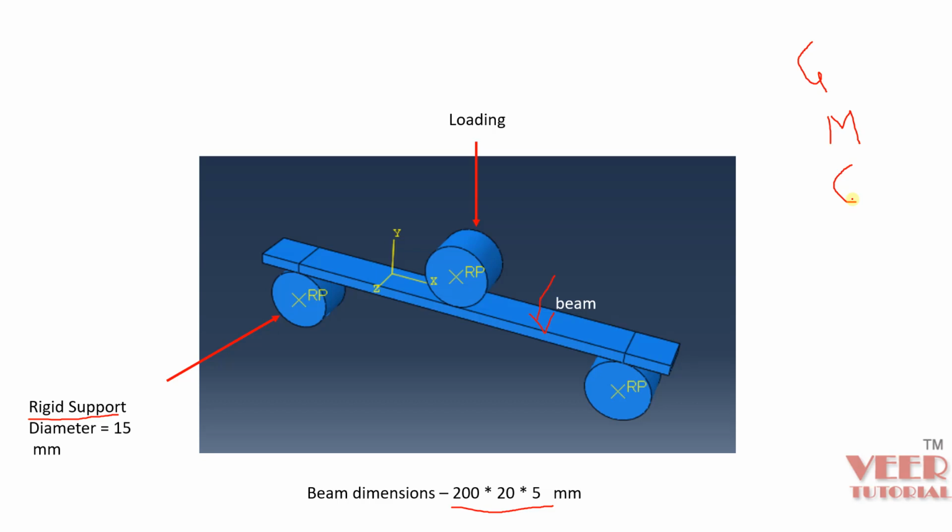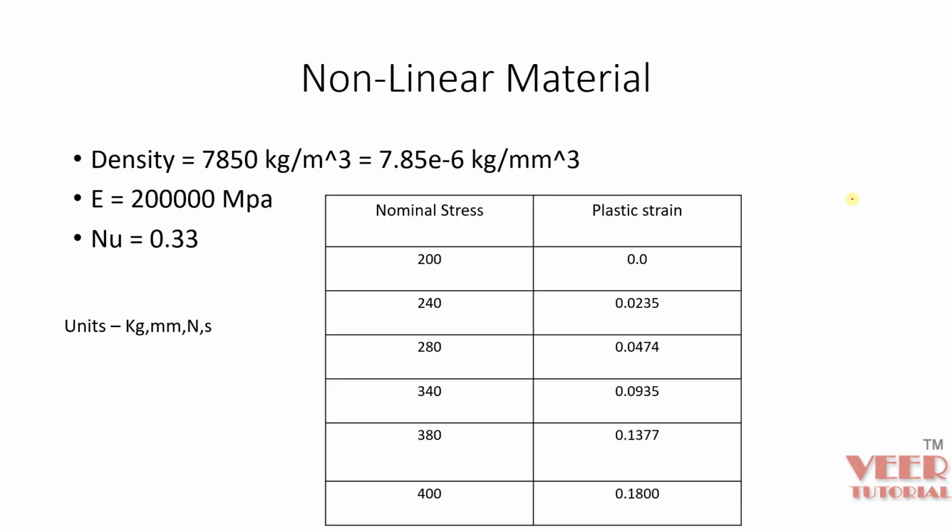We can also perform the material nonlinearity, where we will insert the value of plastic deformation. So here this is the property of nonlinearity. Here we have the material nonlinearity. So the value of density is given for this material. We have the value of E and nu. Now here we have a graph between stress and plastic strain. So generally the graph is like this.